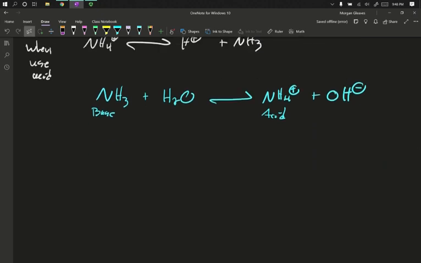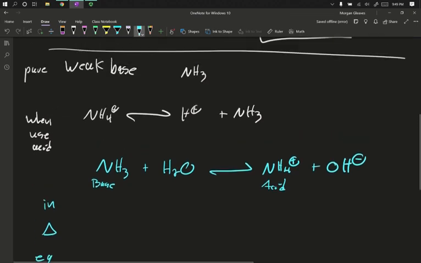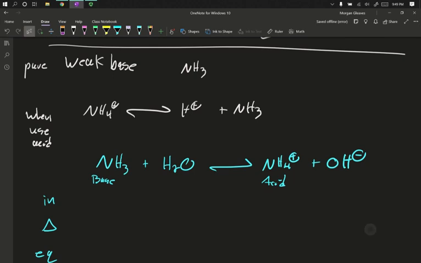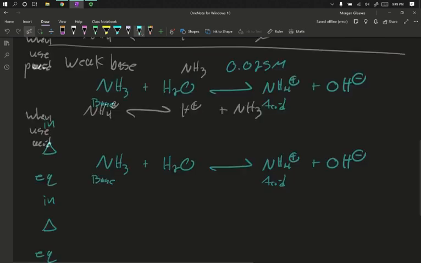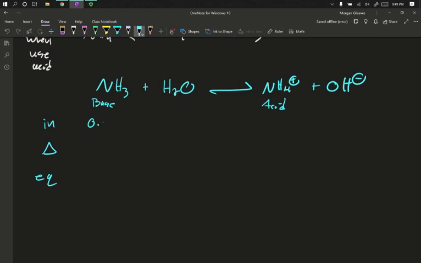Nonetheless, the calculation is fairly similar. We find some initial concentration, some change, and some equilibrium concentration. Our base, we're going to start with some base. Let's do 0.025 molar ammonia. So initially we'd have 0.025 molar ammonia. We'll assume it's 1 liter to make our calculation simple. Our moles will equal our molarity. So we have this many moles of ammonia.